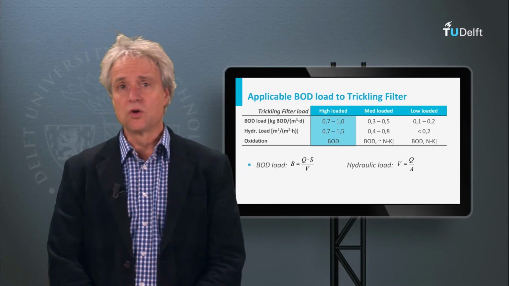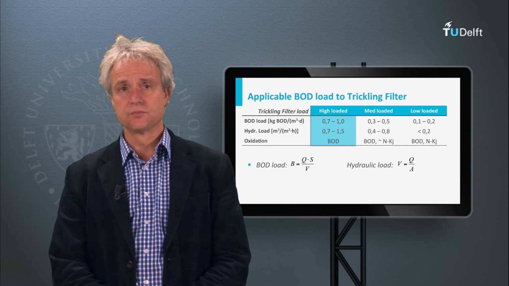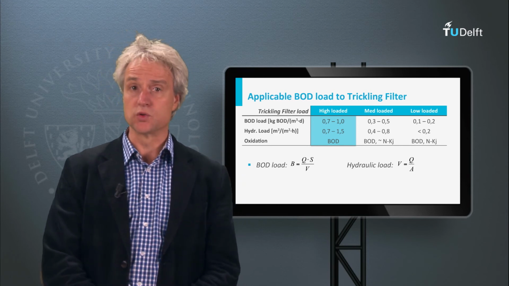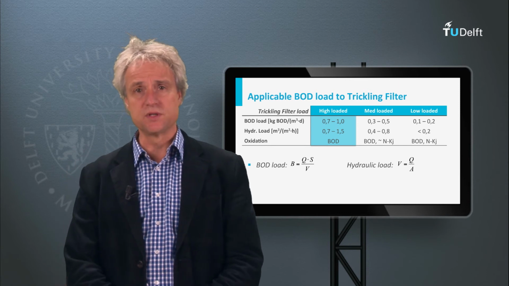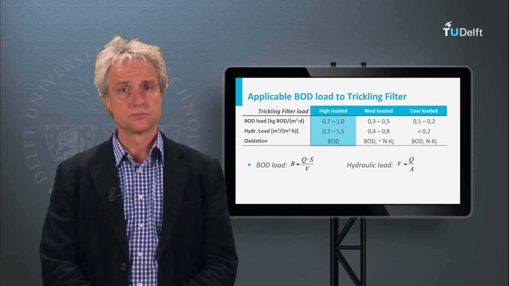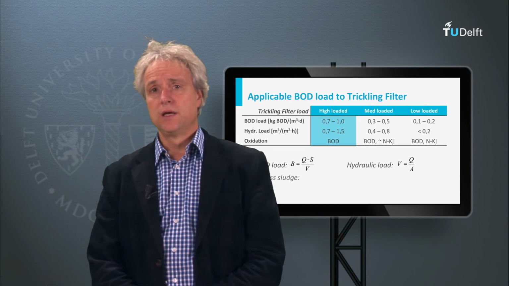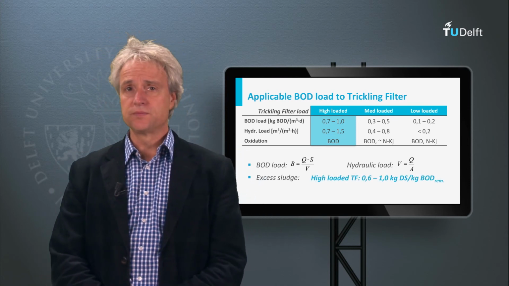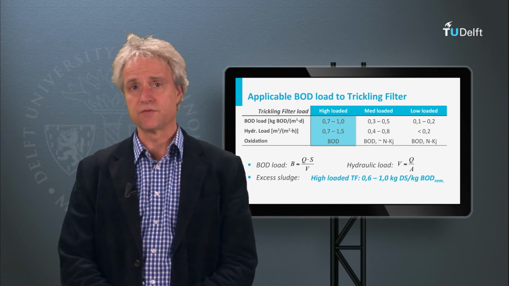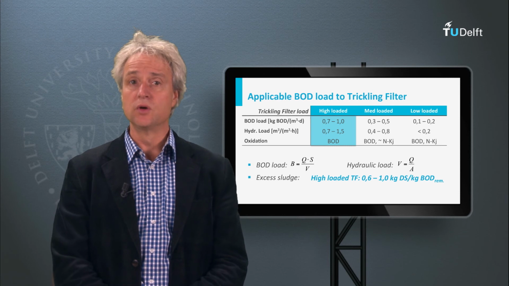The high loading causes high biomass growth. If the high BOD load is accompanied by a high hydraulic load, then the sludge will be rinsed from the system. Otherwise, clogging may appear. In a high-loaded trickling filter, about 0.6 to 1 kg dry solids of sludge per kilogram BOD removed will be produced.